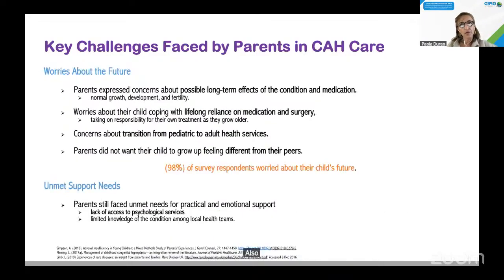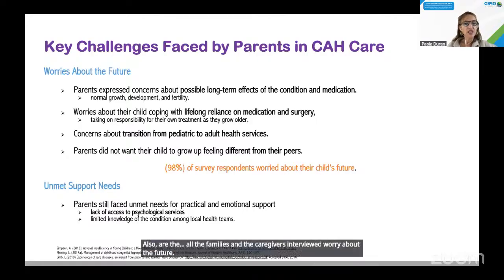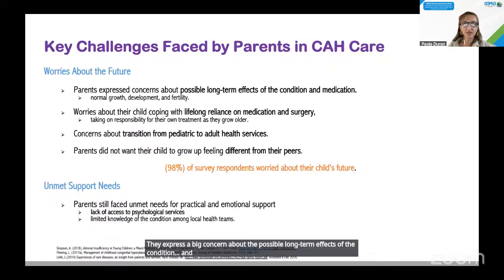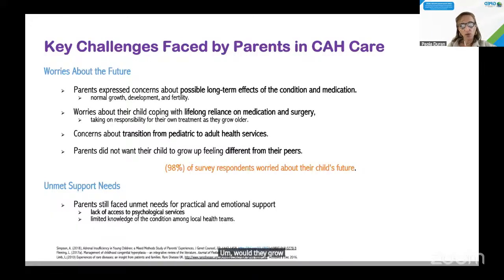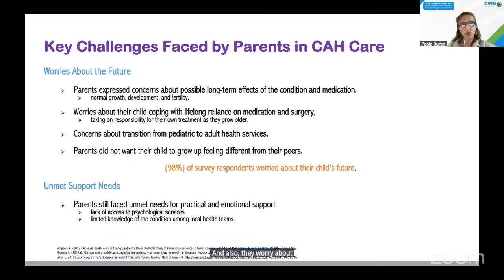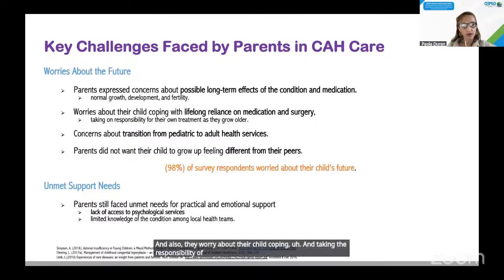Also, all the families and caregivers interviewed worry about the future. They expressed a big concern about the possible long-term effects of the condition and also the long-term effects of giving the medication. Would they grow normally? Would they have normal development and fertility? That is a big worry. They also worry about their child coping and taking responsibility for their own care when they grow older, and whether they will have surgery or had surgery.